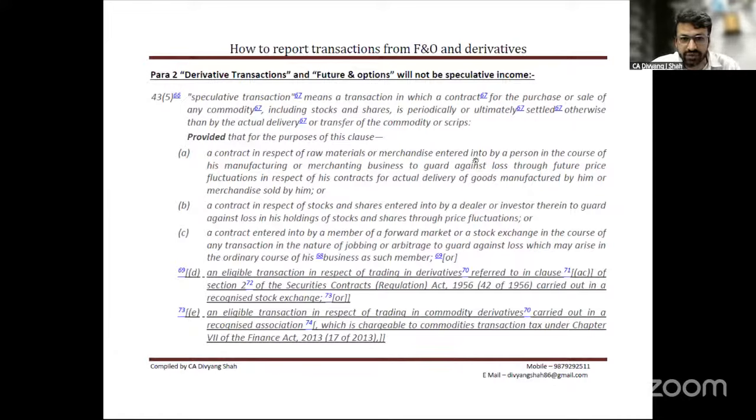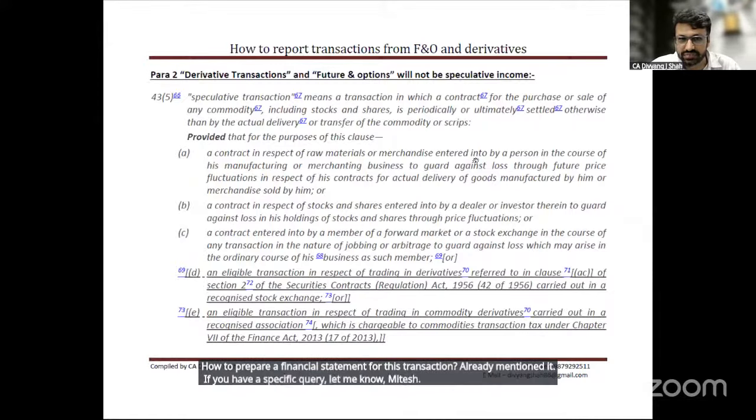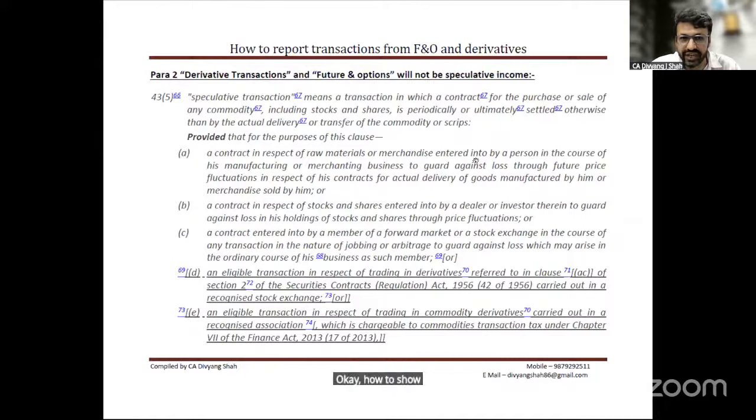How to prepare financial statement for this transactions? Already mentioned it. If you have a specific query, let me know, Mitesh. To Shreya: okay, how to show futures and options profit in ITR if turnover is 30,000?